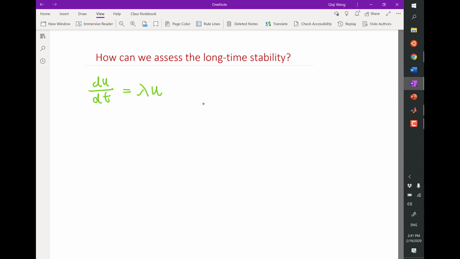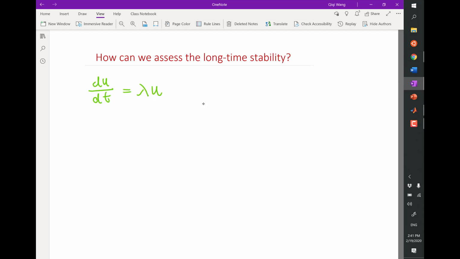So let me first ask the basic differential equation question without any numerical method. Is this equation stable or not in the long term? Yes? Well, if lambda is a real value, you are right. It depends on if lambda is positive or negative.